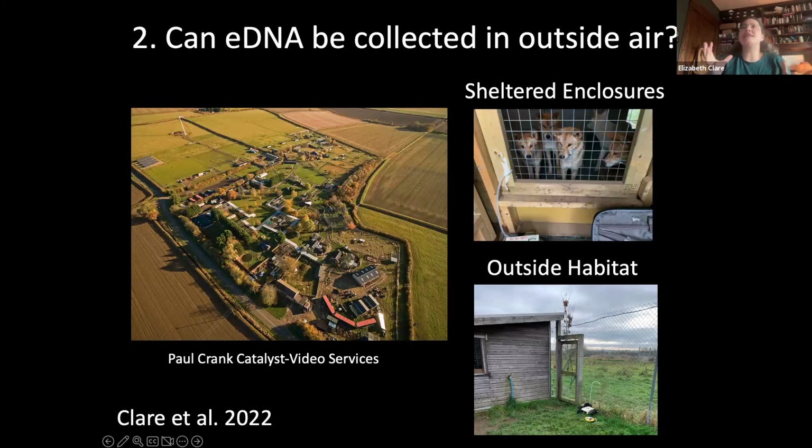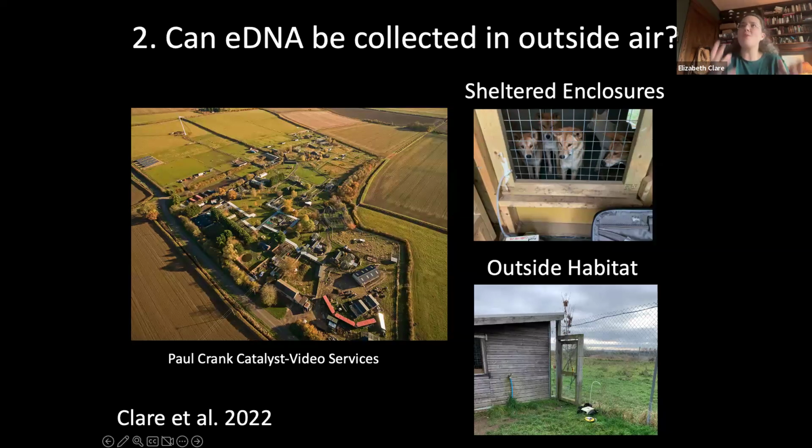In order for eDNA in air to be useful at all, we would need to be able to collect it outside in the actual environment. And so I had this idea that if I knew the map of the zoo and where all the animals were, and then I was able to basically remap it in air samples, could I create the same map again?